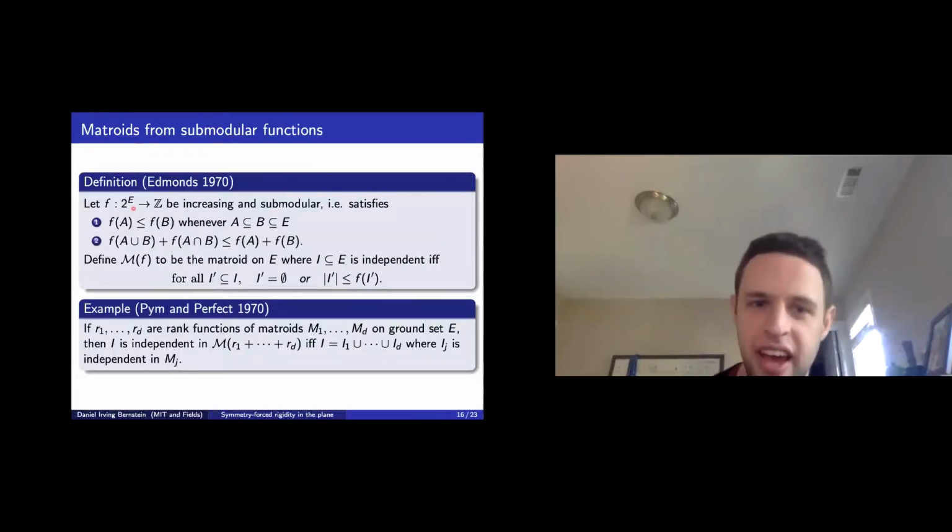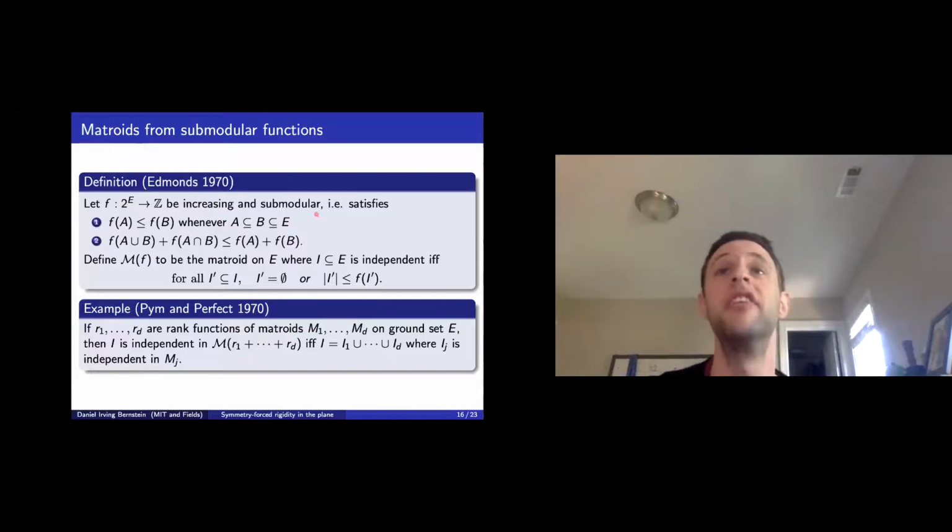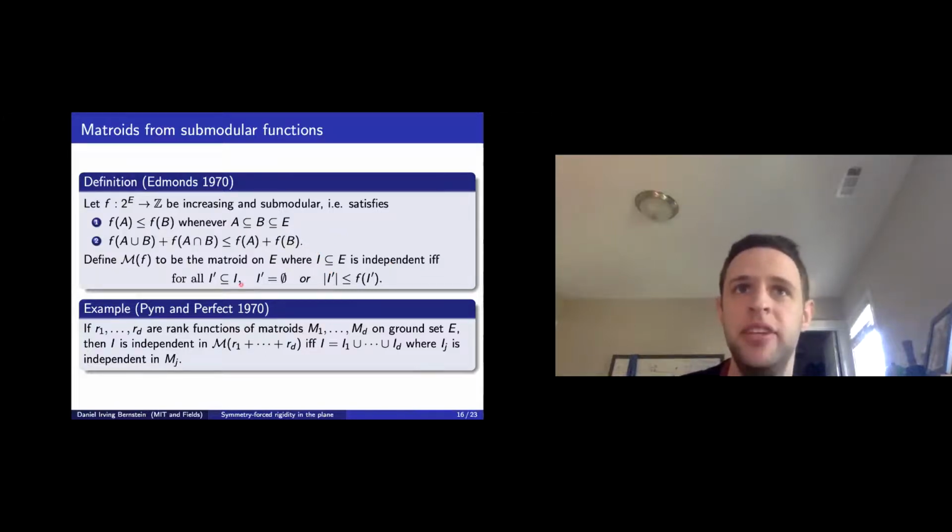Now, okay, so that's matroids from varieties. Another way that you can get a matroid that I'm interested in is from a submodular function. So if f is an increasing submodular function, in other words, it satisfies these two conditions, I'm going to define the matroid associated to that function to be the matroid on ground set E, where a subset is independent if and only if for non-empty subsets, the cardinality is less than or equal to that function.